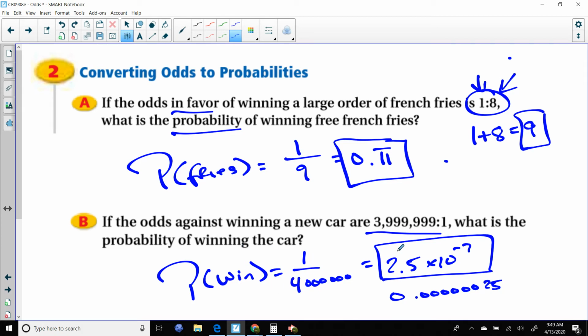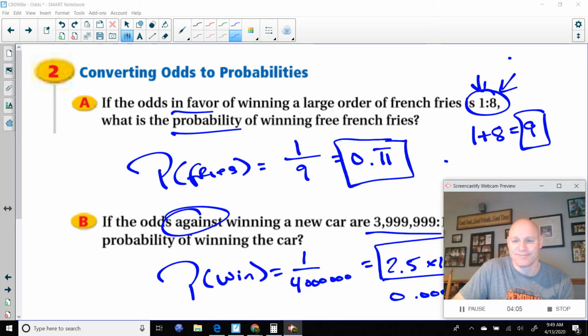The probability of winning the car. Again, this is against, so these are reversed. We just added those two numbers together to get 4 million, and 1 divided by the total is my favorable response. All right.